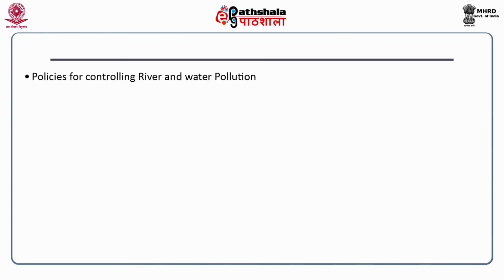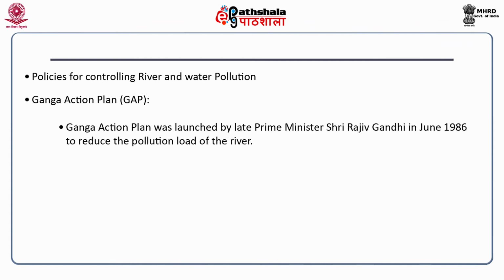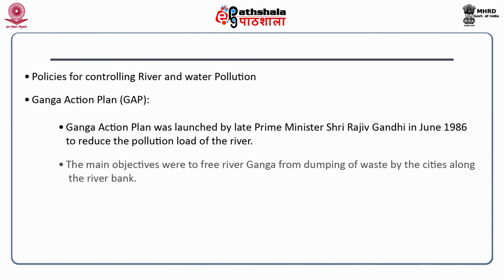Policies for controlling river and water pollution. First, let us look at the Ganga Action Plan. The Ganga Action Plan was launched by the late then Prime Minister Shri Rajiv Gandhi in 1986 to reduce the pollution load of the river Ganga. The main objective was to free the river Ganga from dumping of waste by the cities along the river bank.